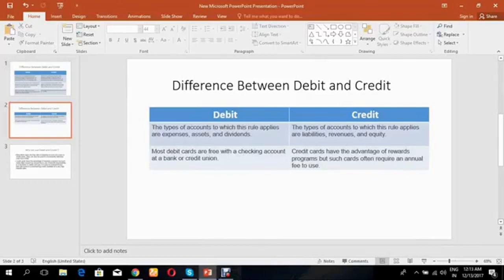Fourth difference, debit. The types of accounts to which this rule applies are expenses, assets, and dividends. Credit. The types of accounts to which this rule applies are liabilities, revenues, and equity. The fifth difference, most debit cards are free with a checking account at a bank or credit union. Credit cards have the advantage of rewards programs, but such cards often require an annual fee to use.